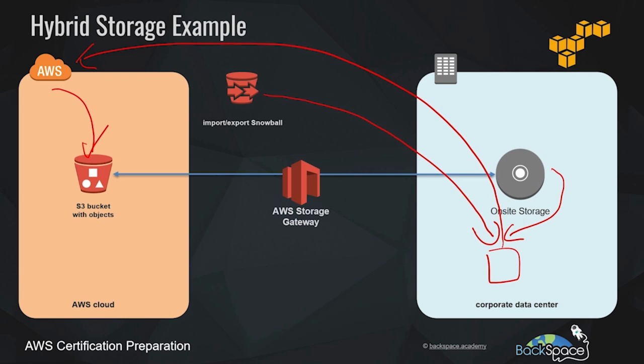And what it will do, it will get your popular content, your content that is frequently accessed, and it will store copies of that on site in your on-site storage. But at the same time, it will store all of that data in an Amazon S3 bucket for you. And so then you've got the advantage of having all of the durability and availability of Amazon S3 as a disaster recovery solution. But at the same time, you've got high-speed access to your data, which is cached on the corporate data center.